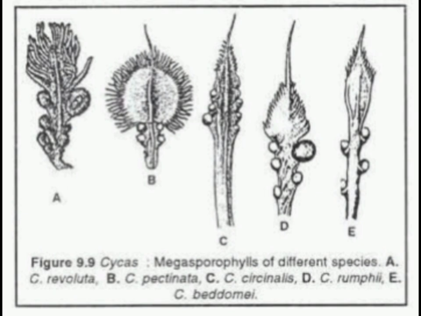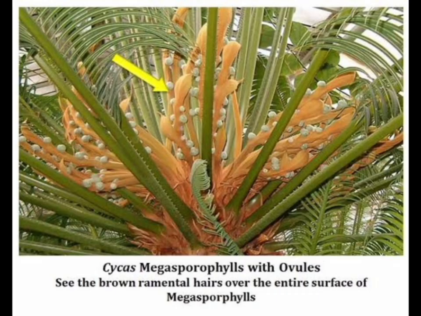So each megasporophyll is leaf-like, and the megasporophylls are densely covered with brown hairs. Okay, the megasporophylls are considered to be modified leaves. They are flat, dorsiventrally flattened structures, and they measure only about 15 to 30 centimeters in length.